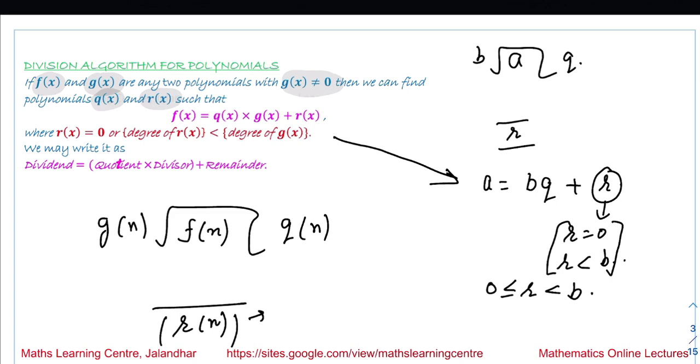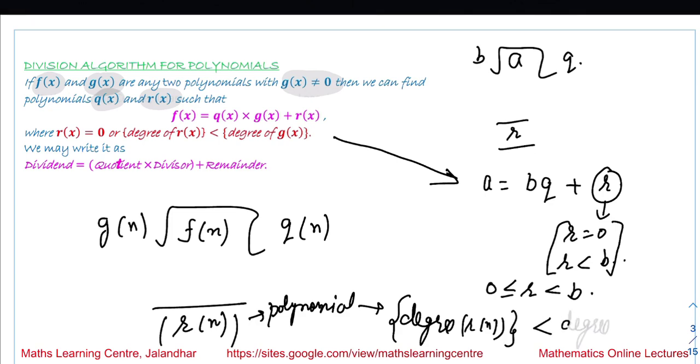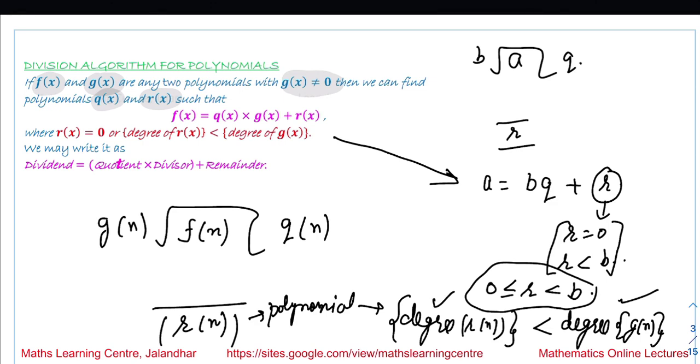Now r(x) is a polynomial, and the degree of r(x) is less than the degree of g(x). Over here we were saying that r is less than b; now we are saying the degree of r(x) is less than the degree of g(x). Similar terms are used: dividend is equal to quotient into divisor plus remainder.